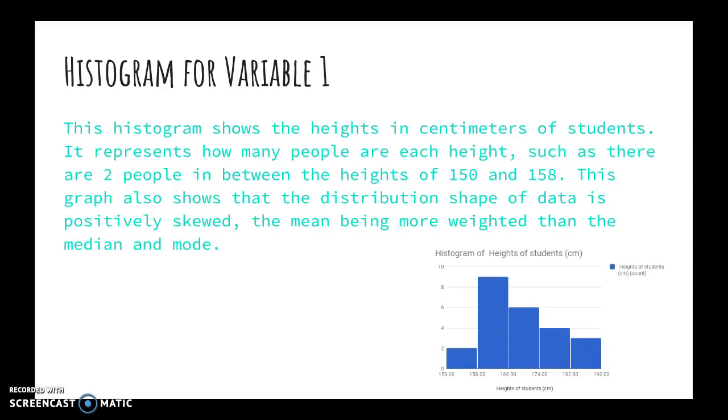Histogram for variable 1. This histogram shows the heights in centimeters of students. It represents how many people are at each height, such as there are 2 people in between the heights of 150 and 158. This graph also shows that the distribution shape of data is positively skewed. This means being more weighted than the median and mode.